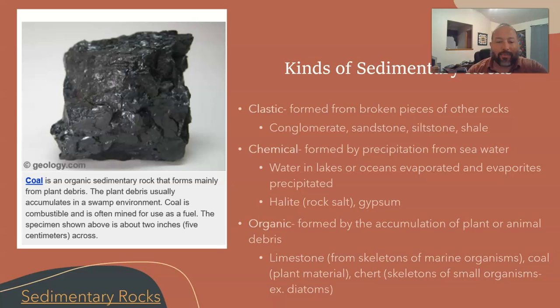So plant debris usually will accumulate in swamp environments, and that's why we find coal in swampy environments. And that's why coal is combustible and often used as fuel, because it's formed from plant materials. And then chert's another example. Chert is formed from the skeletons of smaller organisms like diatoms. And so if you want to pause and take a look at a bunch of different sedimentary rocks, there's a link right there.